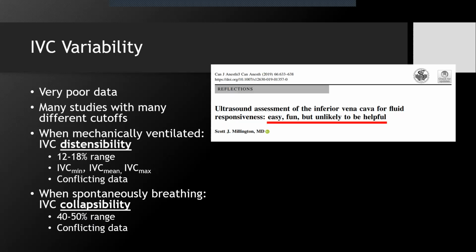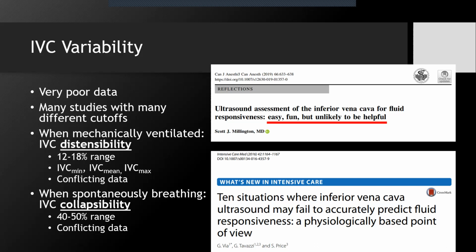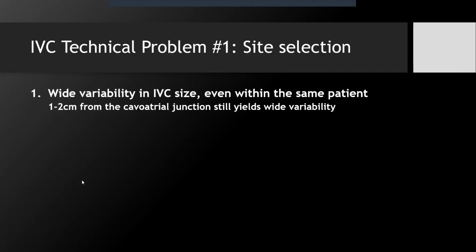For mechanically ventilated patients, you have papers like this one from Scott Millington: "Using the IVC for fluid responsiveness is easy and fun, but unlikely to be helpful." And then you have papers that talk about 10 situations where IVC may fail to accurately predict fluid responsiveness. And I'm going to walk you through some of these. So first, we're going to go through some of the technical problems.